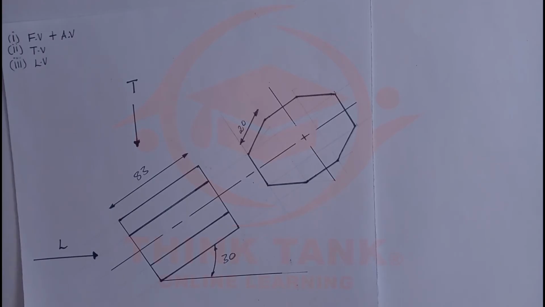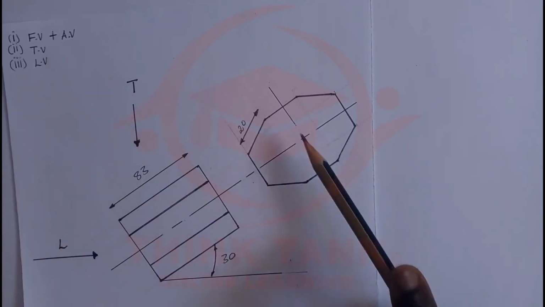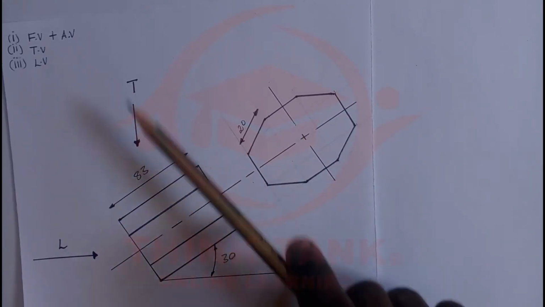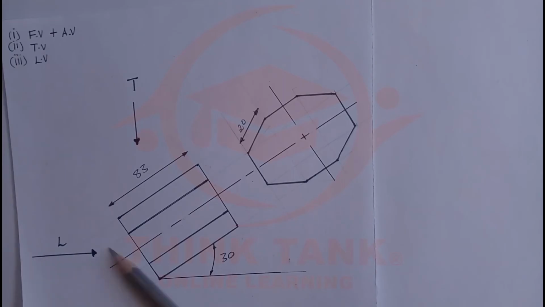In this video we're going to look at projection of planes. The shape that we have here is an octagonal prism. I want to draw the front view, which is the auxiliary view. After that we're going to draw the top view, looking in this direction at the top. After that we're going to draw the left view. So let's start by drawing.